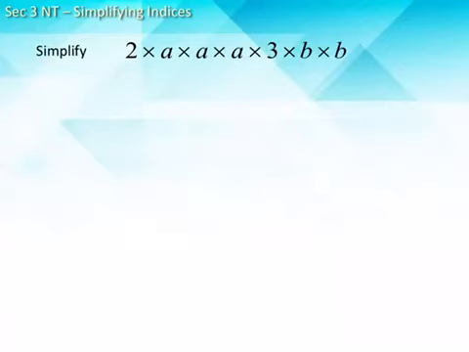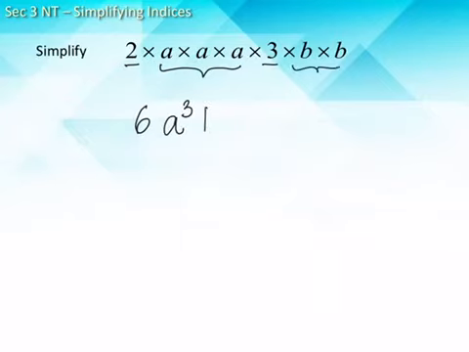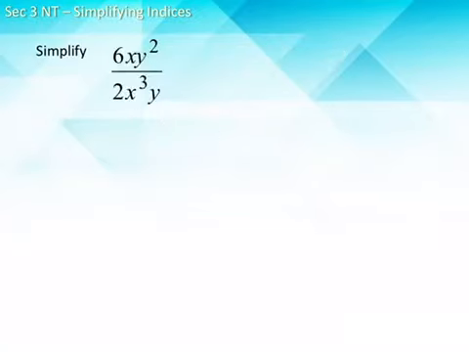Anti-indices. Simplify the following question. So we will have 2 times 3, that will give us 6. A times A times A will be A cubed. And B times B, B squared. And this will be the answer.